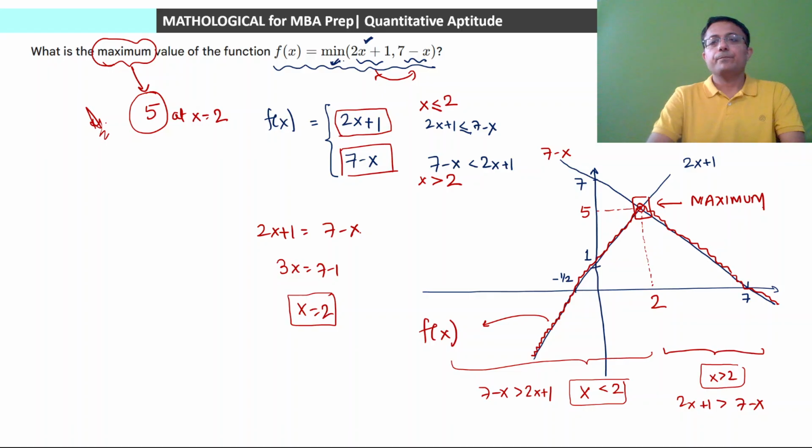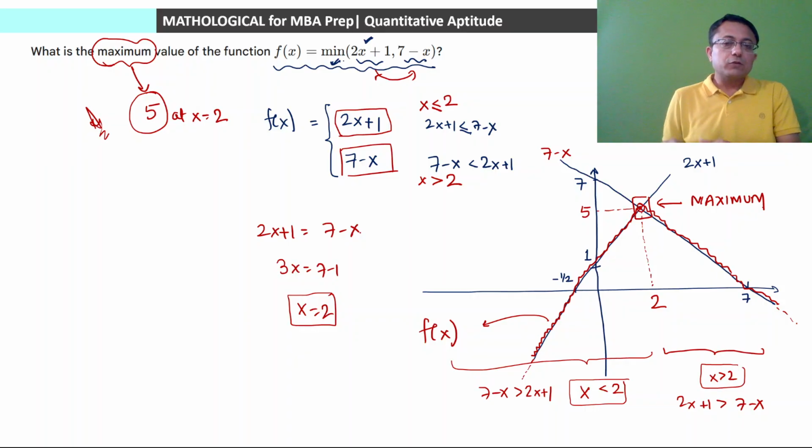Okay. Is this concept clear? If you summarize this, look, first things first, our f(x) is defined as a minimum function of the two given expressions, 2x plus 1 and 7 minus x. So if we had to find the minimum value of the function, what will it be? This line is also tending towards minus infinity. This one is also tending towards minus infinity. So the minimum value will be minus infinity, but the maximum value has a limit.